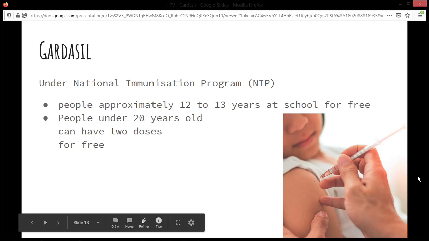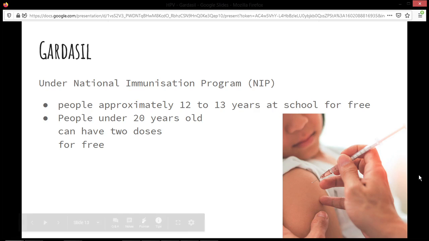Gardasil 9, introduced in 2018, protects against 9 strains of HPV that cause over 90% of cervical cancers in Australia. HPV immunization is recommended for people approximately in year 12 to 13 at school, for free. And people under 20 years old can get 2 doses of the HPV vaccine for free under the National Immunisation Program.